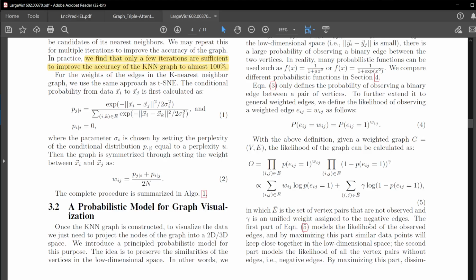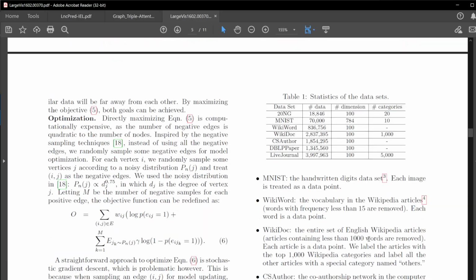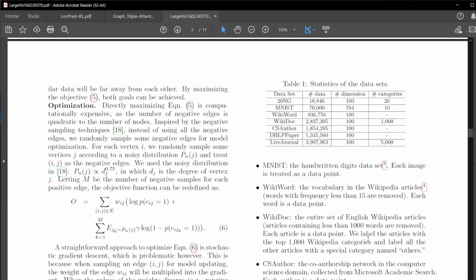The first part of Equation 5 models the likelihood of the observed edges, and by maximizing this part, similar data points will keep close together in the low-dimensional space. The second part models the likelihood of all the vertex pairs without edges, i.e., negative edges. By maximizing this part, dissimilar data will be far away from each other. By maximizing the objective, Equation 5, both goals can be achieved.